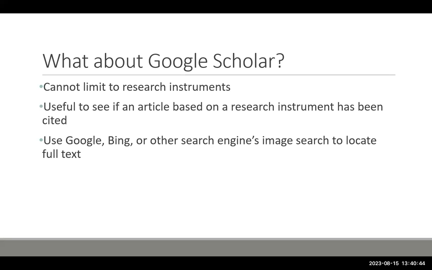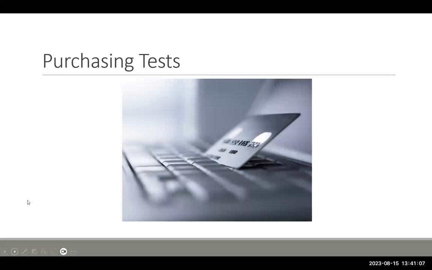Another trick is you can use Google, Bing, or another search engine and use the image search. Let's say you put in the test name in the search box, go to the images section, and they will give you screenshots. They might come from a PDF, a website, or somewhere else, and they will actually give you the instrument. That's another trick that I saw several years ago in a library list. I thought, oh, that's a good idea, and it has helped me a few times over the years.